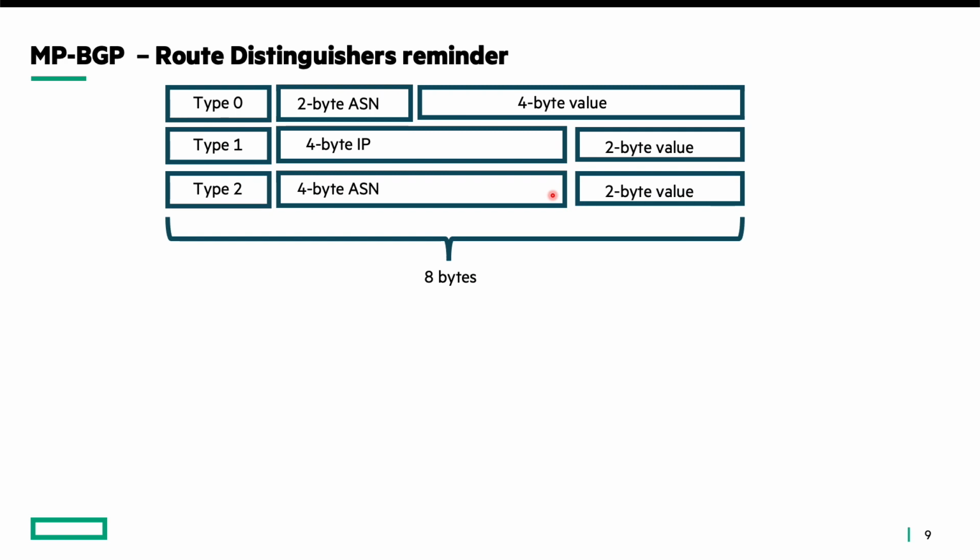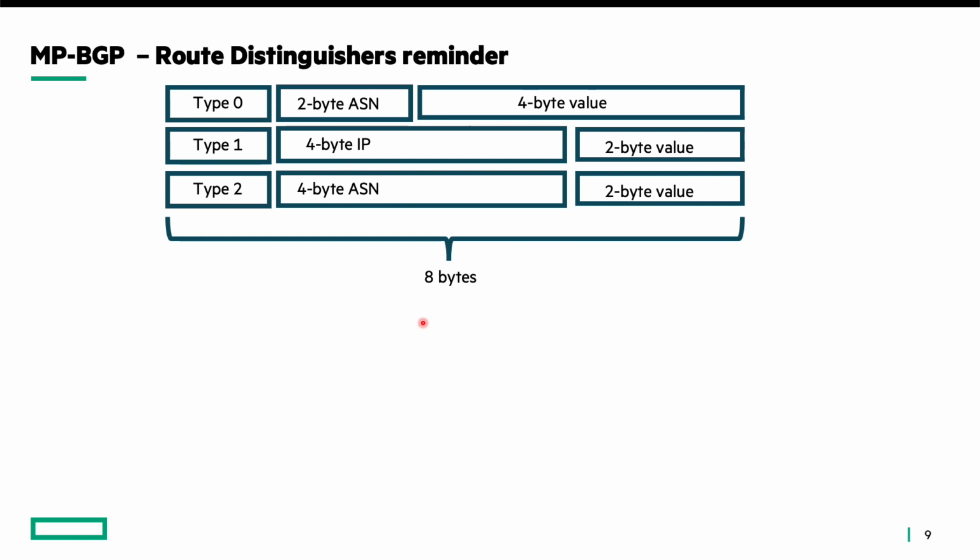Maybe some recap regarding route distinguisher and route target, because these are two concepts that are usually mixed up and not very well known. At first instance, we think that we know what it is. So, just purely in terms of packets.